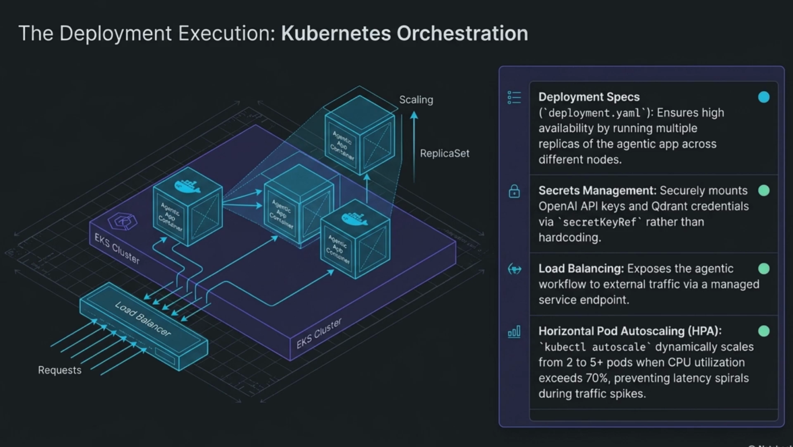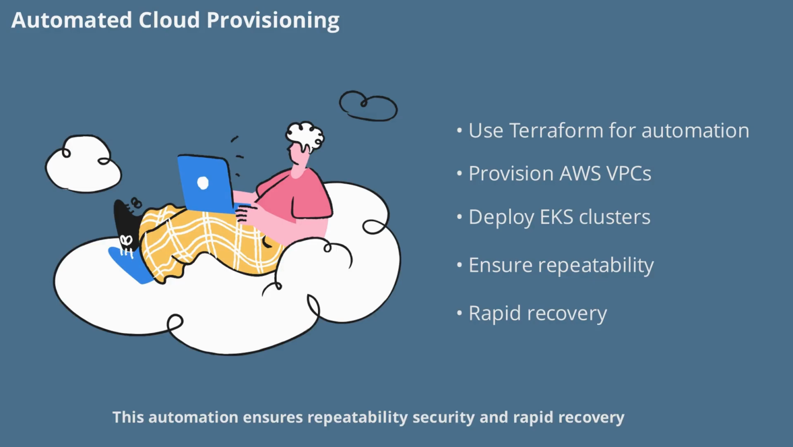Replace manual cloud setup with version-controlled infrastructure using Terraform. Automatically provision AWS VPCs, secure subnets, and deploy Elastic Kubernetes Service clusters. This automation ensures repeatability, security, and rapid recovery.